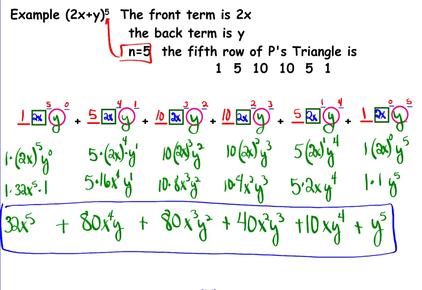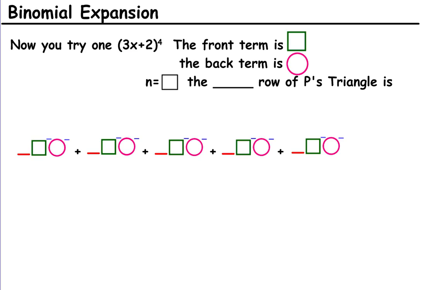Now, I have one for you to do. Go ahead and fill it out. Try it. It's only to the fourth power, so we know what n is. You know what the front term is. You know what the back term is. Fill it out bit by bit by bit. And I know y'all can do this.